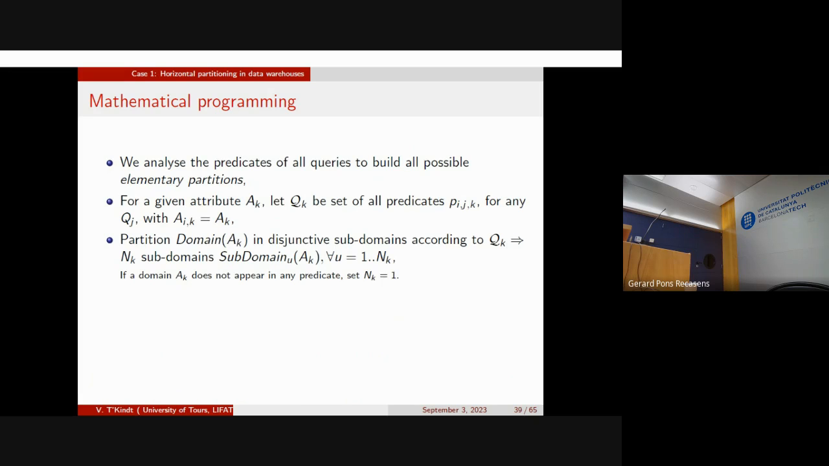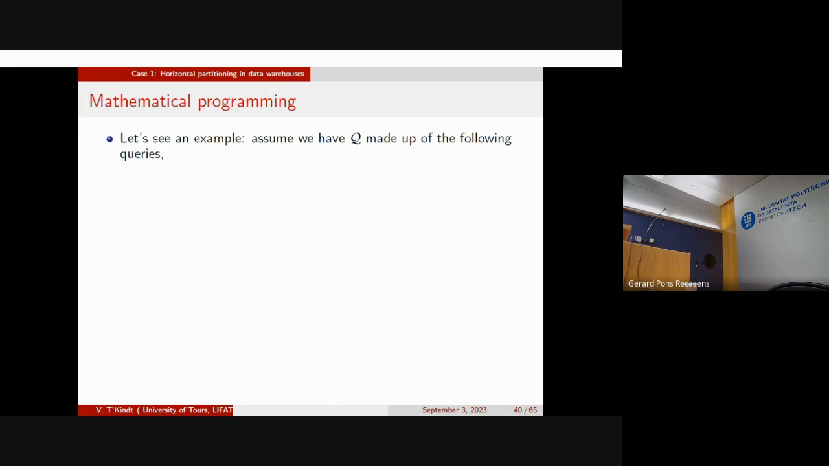And we partition the domain AK in disjunctive subdomains according to QK. So we create NK subdomains that are distinct from each other. We partition all the possible values of all attributes depending on the predicates. And at the end, we create the products of all the NK, the elementary partitions, by partitioning into products of the subdomains. I'll just give an example. I mean, for me, it's a nightmare to do that.